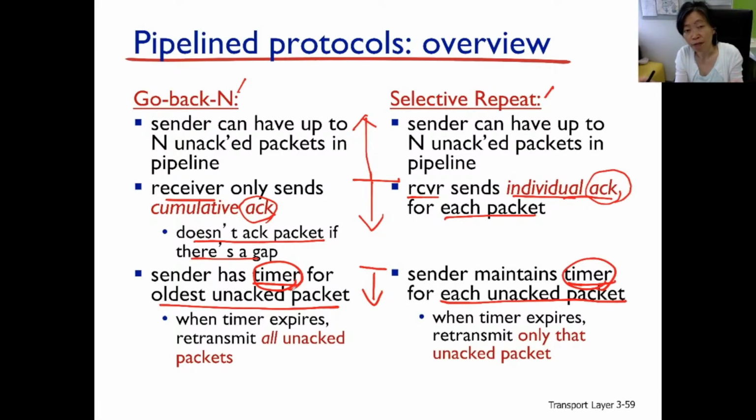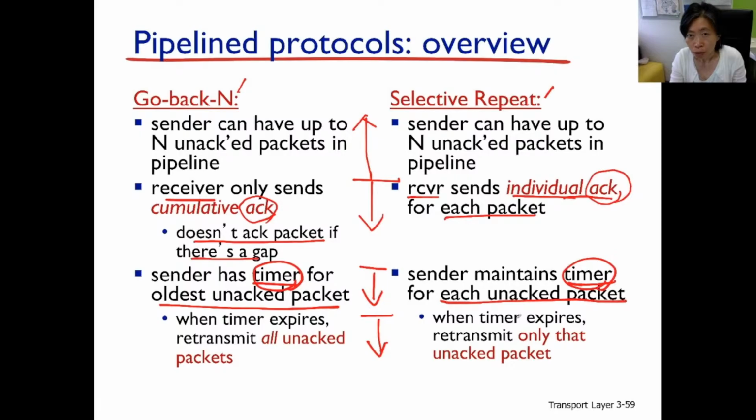Okay, and if the first one is acknowledged, there'll be a timer for the second packet that is now the new oldest packet that's not yet acknowledged. Okay, so one timer for a flight of packets in Go-Back-N. And the last difference is this.